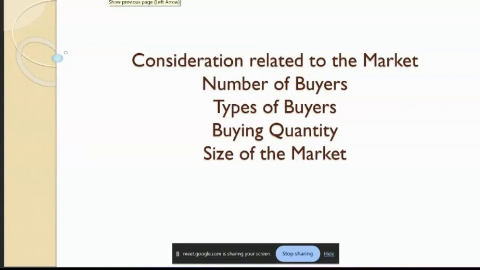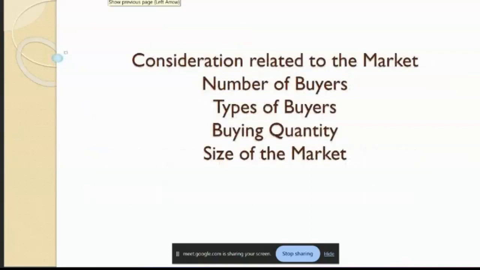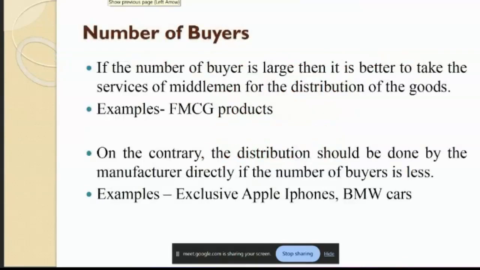Now the considerations related to markets. Let's talk about the points we have in this: the number of buyers, types of buyers, quantity, size of market. Let's talk about that now. The first point we have is the number of buyers. If the number of buyers is very large, then it is always better to have a middleman, or a distribution network, because it is very difficult for any company to reach out to each and everyone.